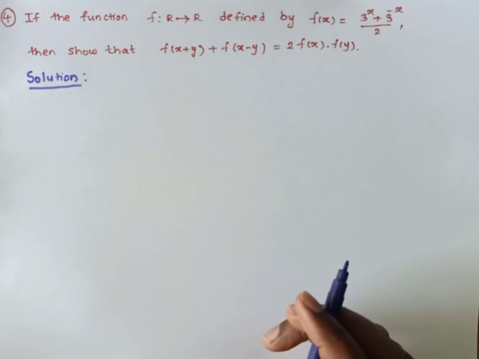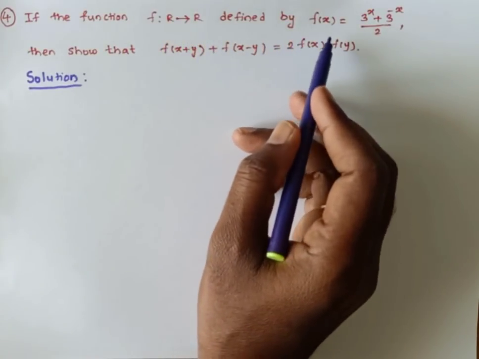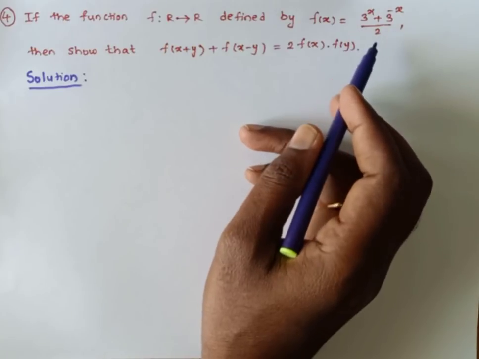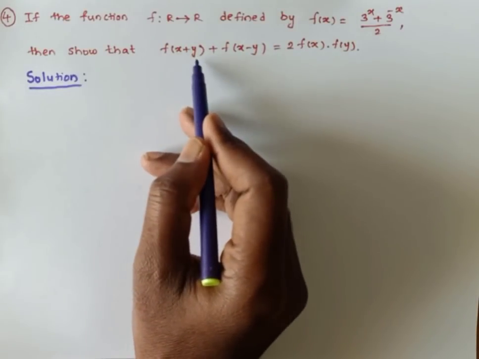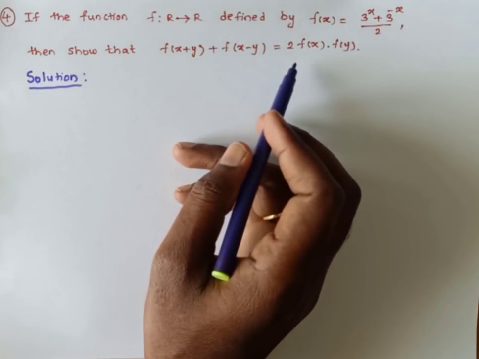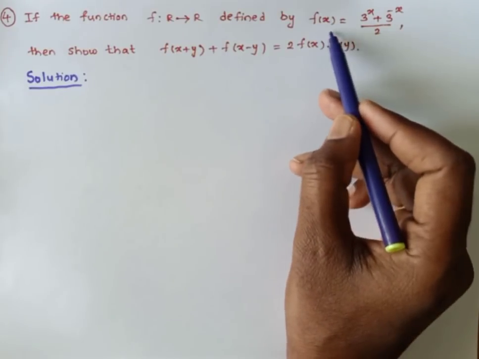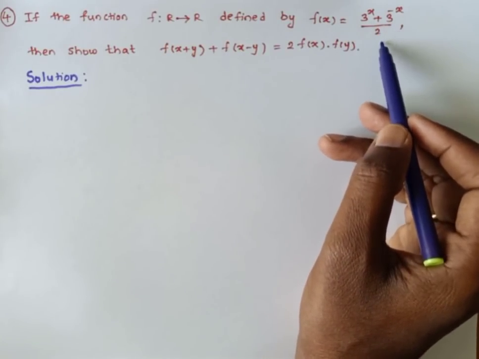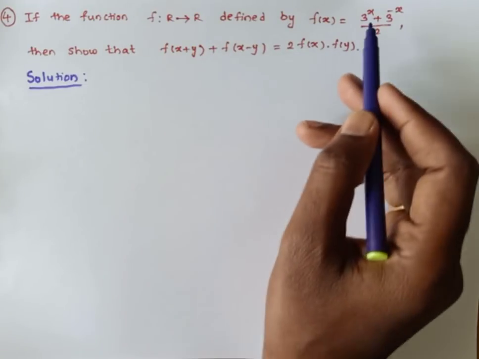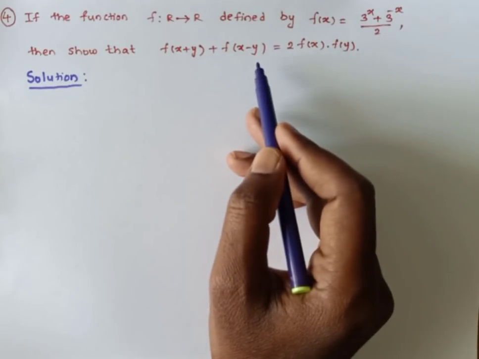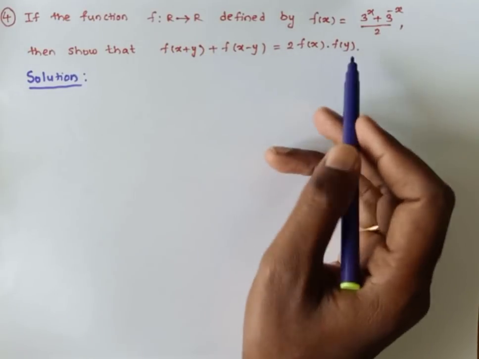See the next problem, number 4. If the function f from R to R defined by f of x equals 3 to the power of x plus 3 to the power of minus x, by 2, then show that f of x plus y plus f of x minus y is 2 into f of x into f of y. So here the function is defined as 3 power x plus 3 power minus x by 2. You need to find the values of f of x plus y and f of x minus y by replacing x with x plus y and x with x minus y. So we will get these two functions. Next, do simplification to get the RHS part.